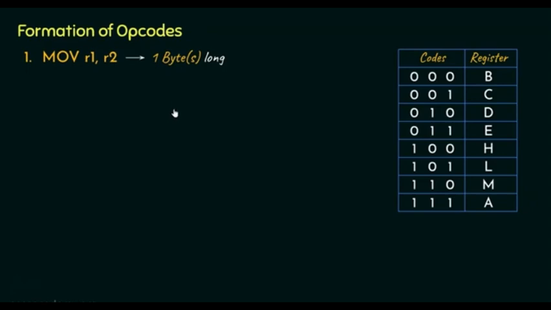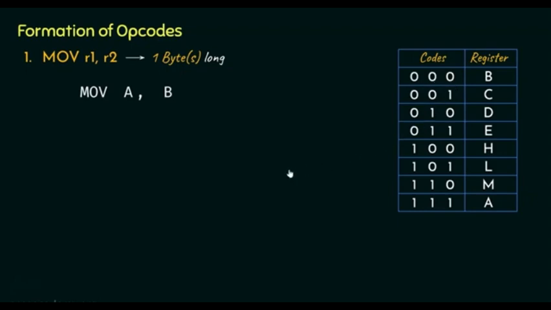We will have to form the opcodes for specific instructions like MOV A, B. So let's now learn how the opcode for this instruction, which falls under this type, will be formed. Now I hope you remember, in this instruction, B is the source and A is the destination. So we will begin with B. Now if you notice, in the register code chart, the code for B is 000.